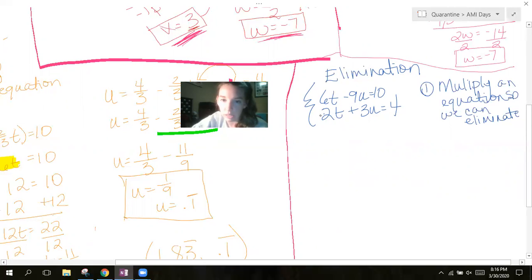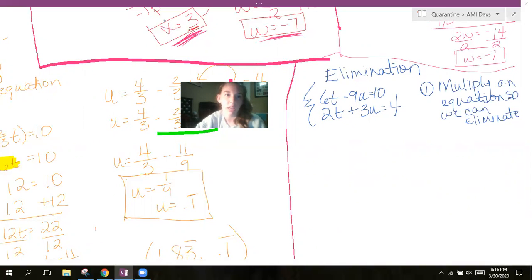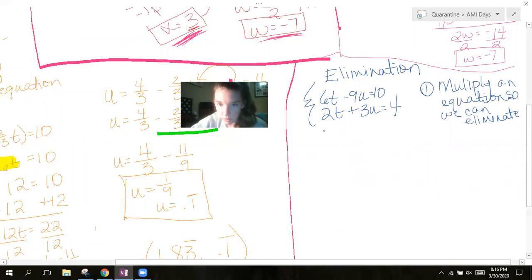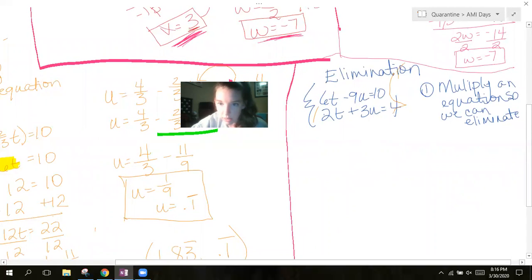So let's see here. I see that I could multiply this one by 3. See here? Yeah, so I can multiply this one by 3 because 2 times 3 would give me 6. Okay, so let me change colors so you can see me doing that. Okay, so I'm going to take this equation, I'm going to multiply both sides by 3.